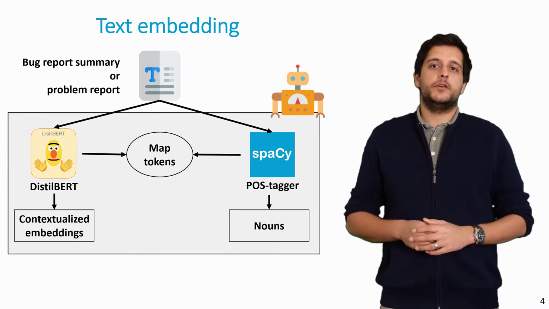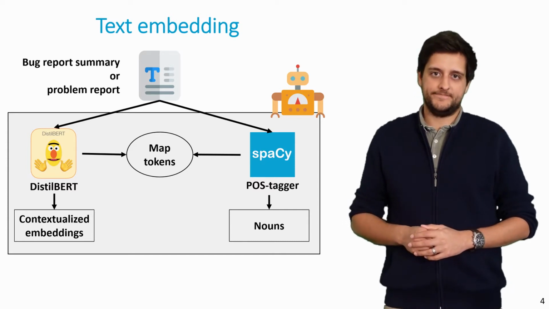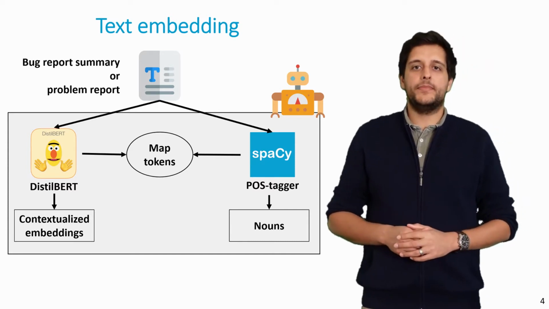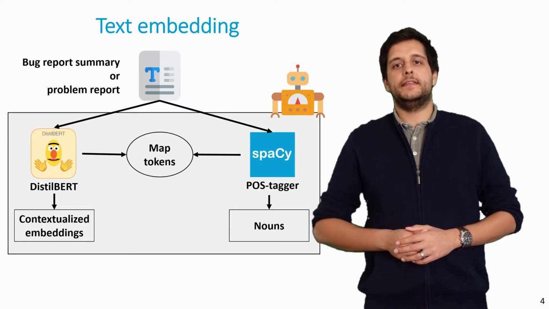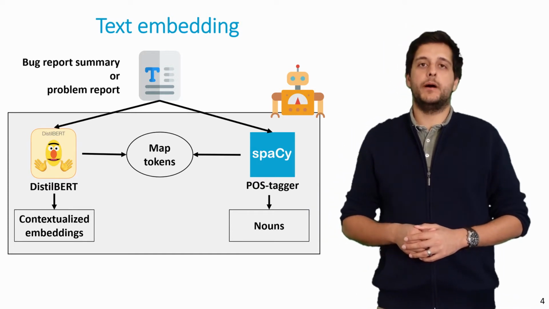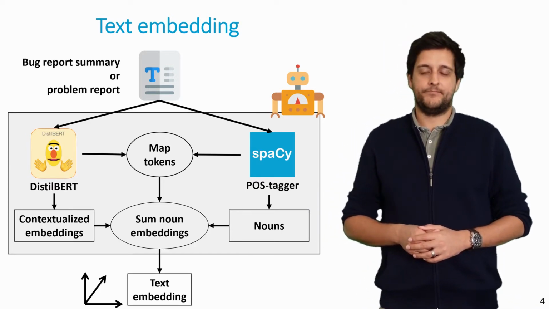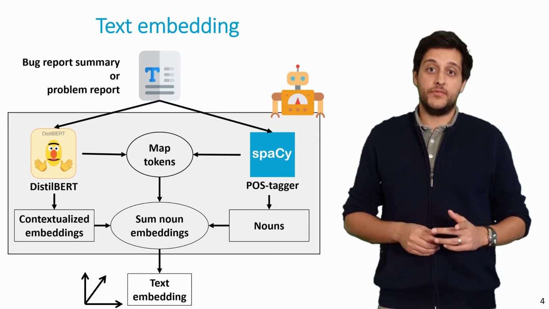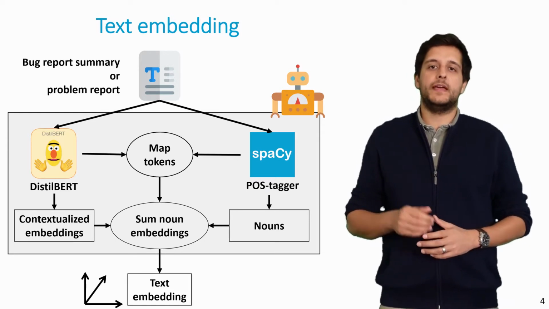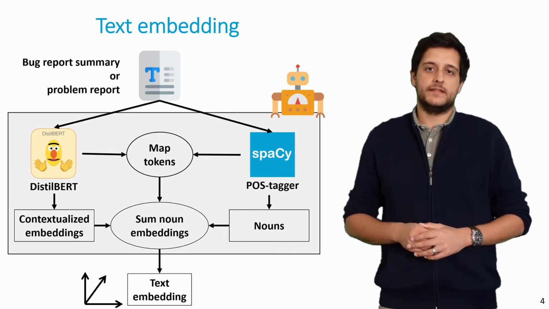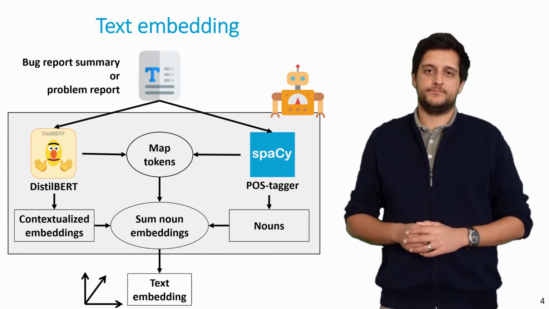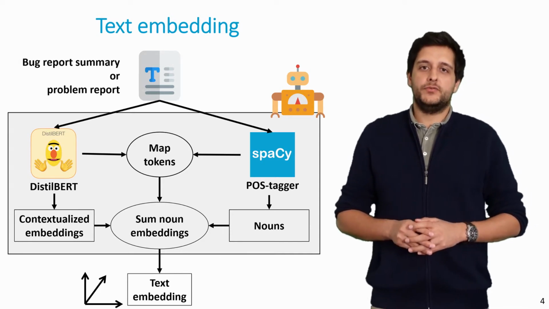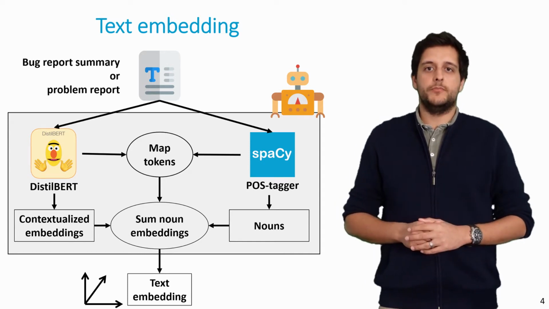spaCy and DistilBERT tokenize the text differently. Therefore, we map the tokens to each other to identify which DistilBERT tokens are part of a noun. We then compute the sum of the embeddings, whereby we obtain our text represented as a vector. DeepMatcher further uses this vector to measure the similarity.